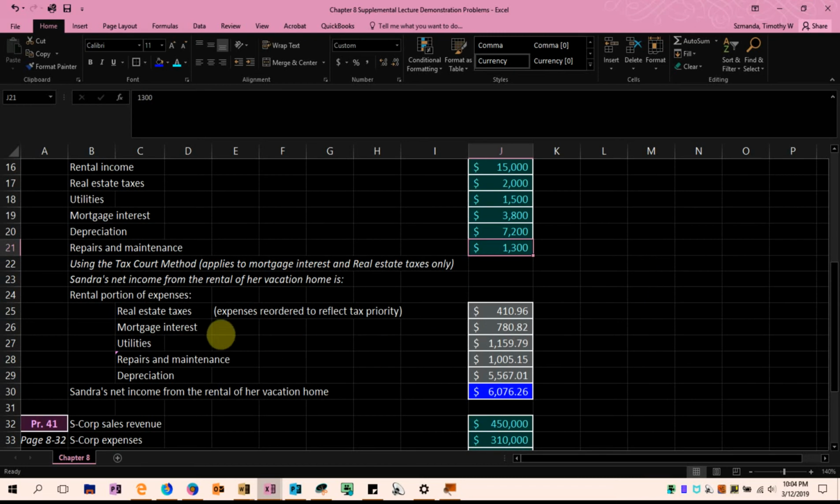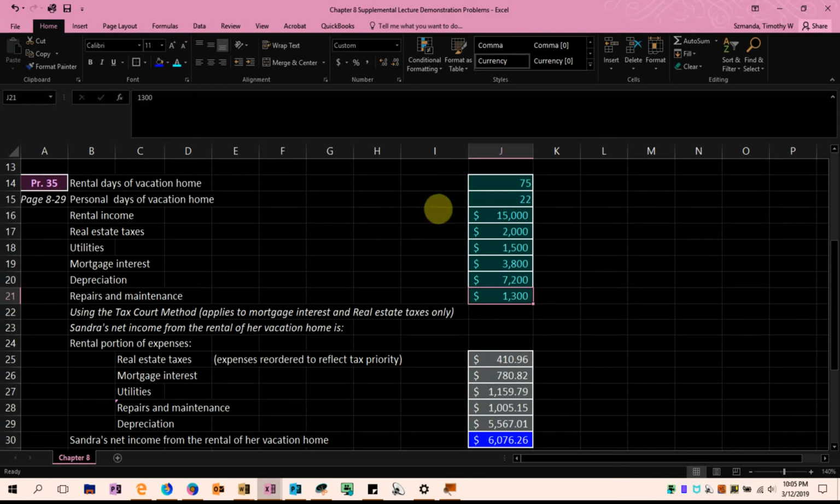Now, in this case, they're telling us to use the tax court method. And what that means is that in order to allocate real estate taxes and mortgage interest, we're going to have to use the denominator of 365 days.